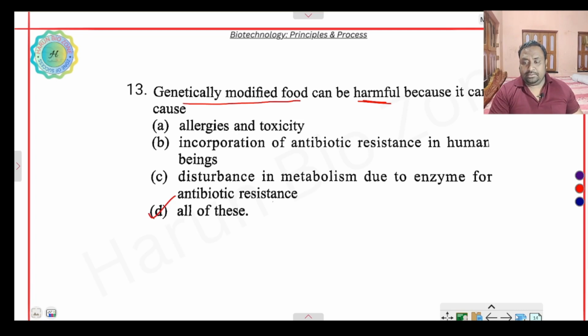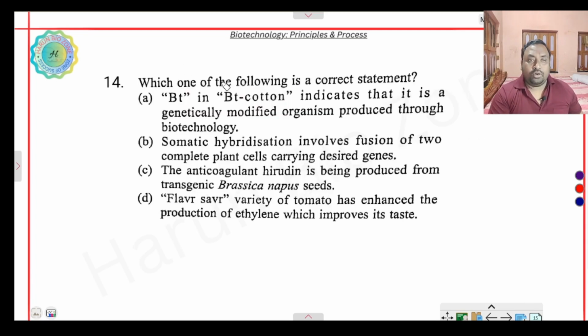Next question is, which one of the following is correct? Bt in Bt cotton indicates that it is a genetically modified organism. Bt means Bacillus thuringiensis. This is a gram positive bacteria from which the Bt gene is isolated.